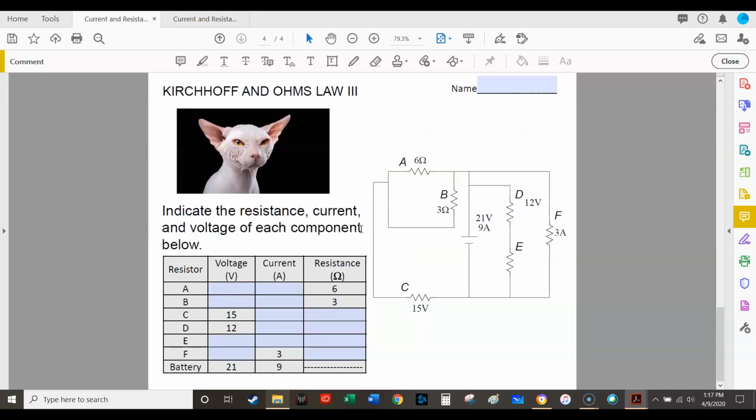Let's move on to another puzzle. Okay. Again, we have a Grumpy Kitty. Love Grumpy Kitties. Here we go. Let's try it.